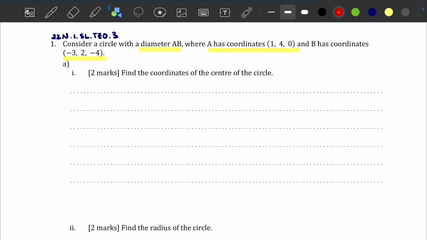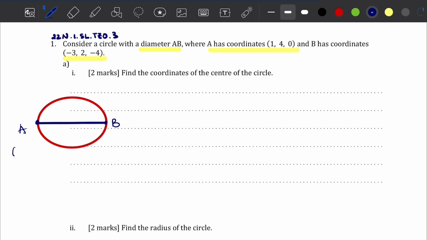So we are going to construct a diagram first. We have a circle like this, and we have a point A and point B, and these 2 points create a diameter. Point A has the coordinate of (1, 4, 0). Point B has a coordinate of (-3, 2, -4). Question A, we need to find the coordinates of the center of the circle. So we need to find this coordinate x, y, and z.